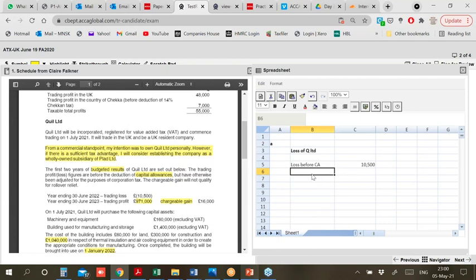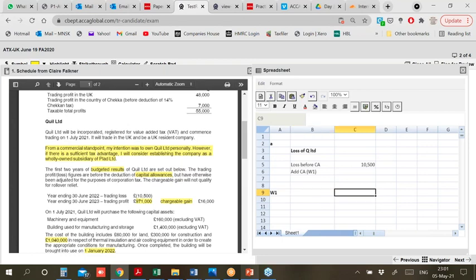Now add capital allowances. For that I have to open a working, let's name it working number one, to check what the capital allowances are. Let's open working one here.